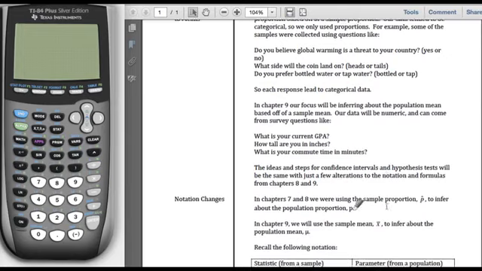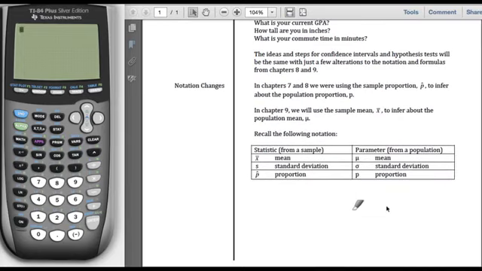Now this is going to change our notation. Back in chapter 7 and 8, we were using the sample proportion p hat to make an assertion about the population proportion p, to infer about that. In chapter 9, we're going to use the sample mean x bar to infer about the population mean mu. X bar is the sample mean, mu is the population mean. Going to use x bar to infer about mu.